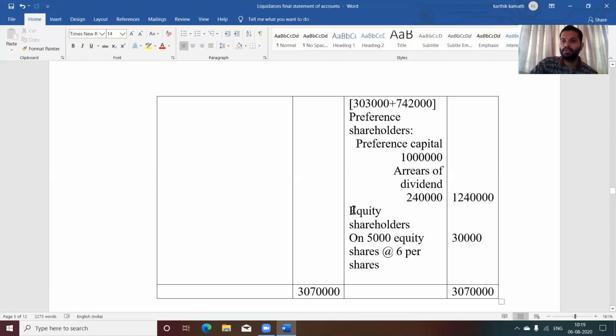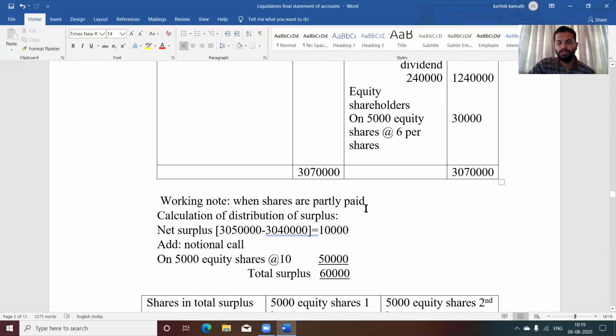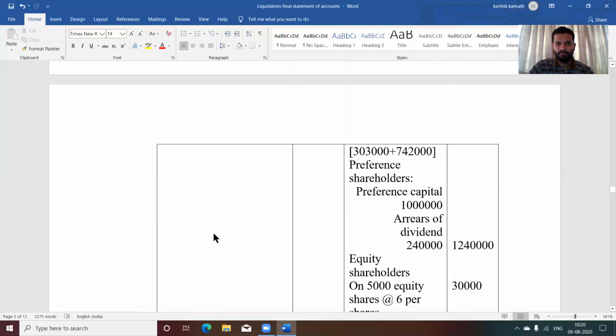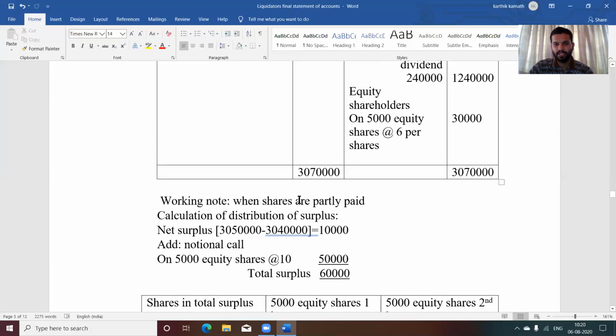So what about the equity shareholder? Payment to the equity shareholder will be your balancing figure in this problem. So first you need to do a certain working note. I have already told you in this problem there is a partly paid share, so there is a working note or adjustment you have to do. Now when the shares are partly paid, calculation of distribution of surplus. First you need to calculate net surplus. How to calculate net surplus? Receipt minus payment side information. On the receipt side, you don't know about contributory, so 30,50,000 minus 30,40,000 on the payment side, because you don't know about equity shareholder information. So you will get 10,000.